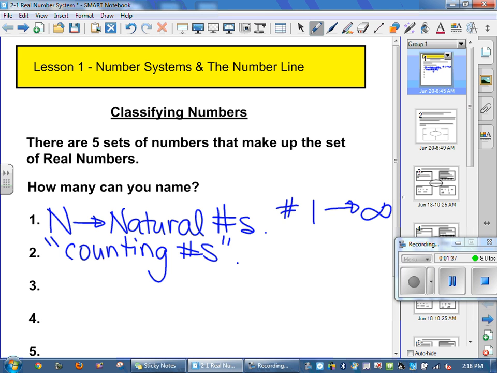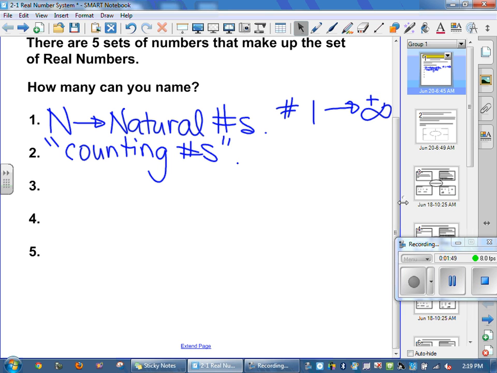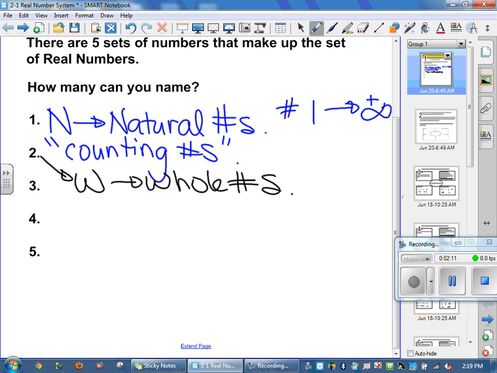A sideways kicked over 8 is the infinity symbol. Okay, 1 to positive infinity. Why is it positive? Okay, the next set of numbers. What number system only adds the number 0 to the natural numbers? Do you remember what that was called? Starts with W. Whole numbers. The second system is called W for whole numbers. Whole numbers are all of the natural counting numbers plus 0. They include 0, so 0 all the way to positive infinity.